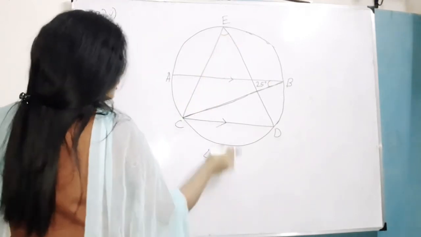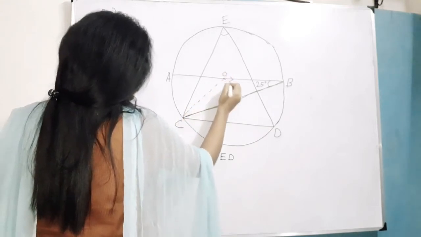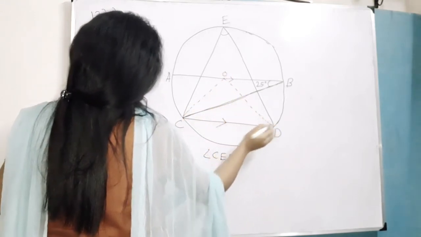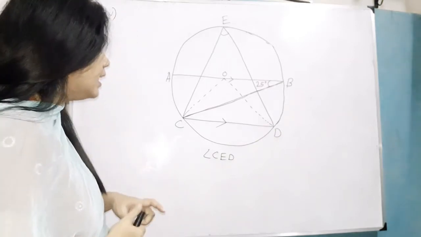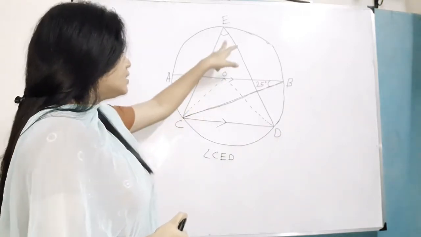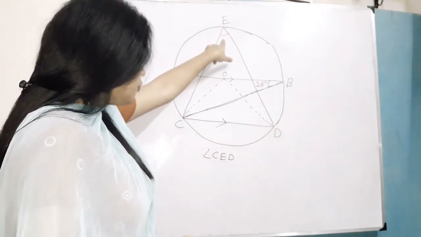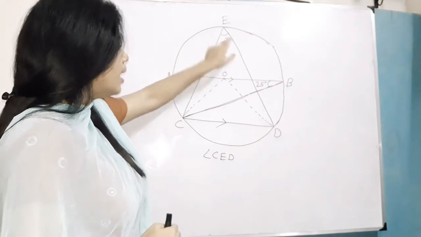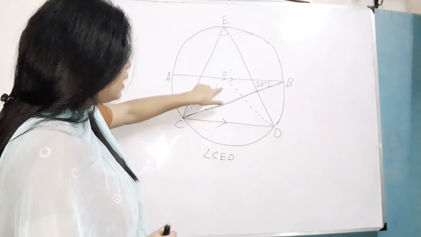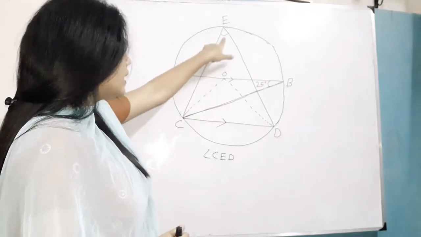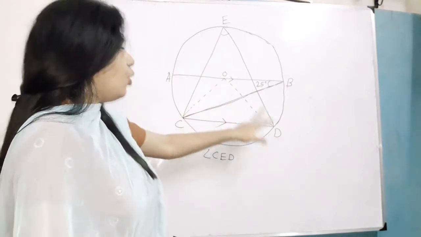So to find this one, I will first join OC and OD. What is the reason for that? You know that there was a theorem that if two angles are lying on the same arc, then the angle at the circumference is half of the central angle. That's why if I can find this angle, I will just say that angle is half of that. So I have joined OC and OD.